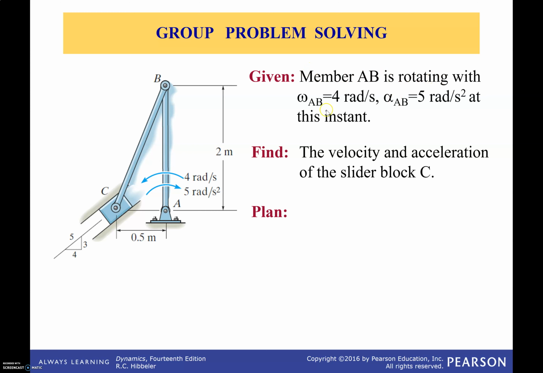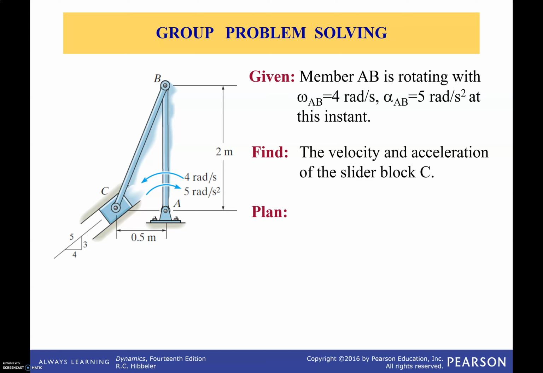So you have member AB, and you're given the angular velocity and the angular acceleration of A. Notice the signs of the angular acceleration and angular velocity: this is positive and this is negative. And you want to find the velocity and acceleration of C if you know these two. So just think about it a little bit and then come back to the video. Stop the video now and try to solve the problem.